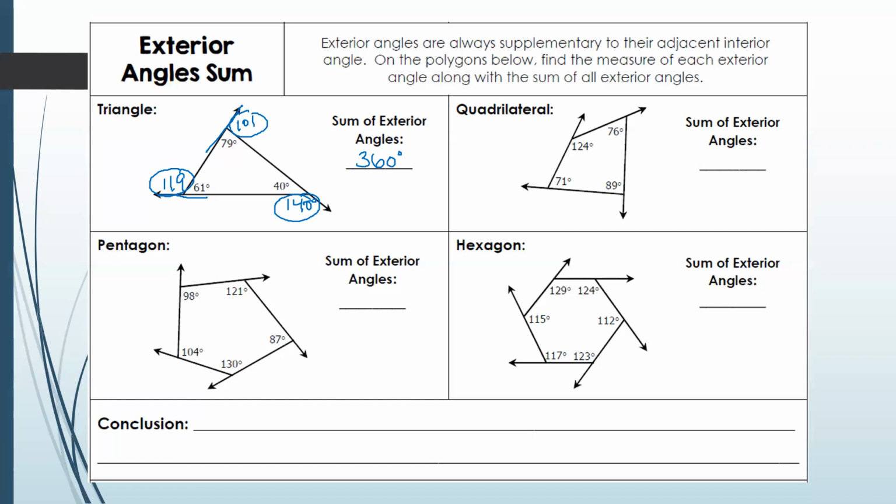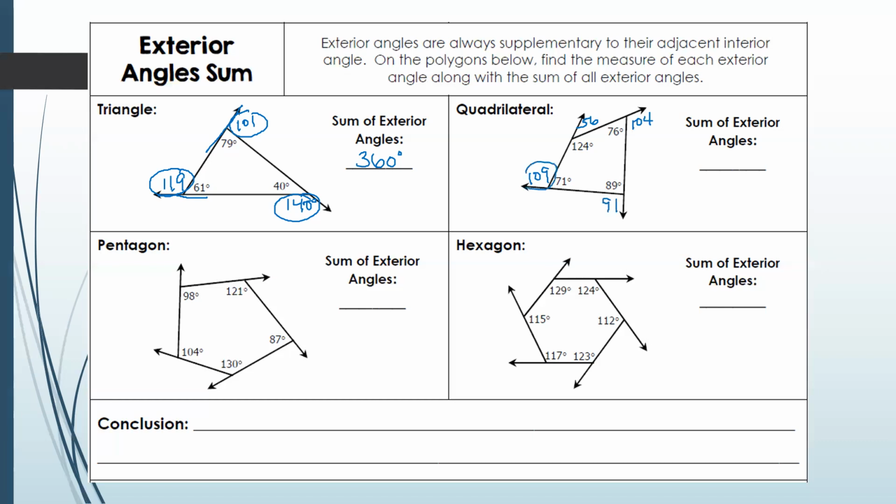In this quadrilateral, clearly this is not a regular polygon because all the angles are different, but that's okay. We're going to find the measure of each exterior angle. Find what would be the measure of this outside angle, knowing that these two are a linear pair. So 180 minus 71, we get 109. 180 minus 124 tells me this exterior angle is 56. 180 minus 76 tells me this exterior angle is 104. And this exterior angle is 91.